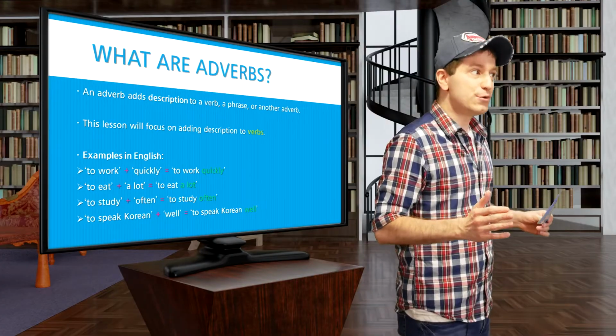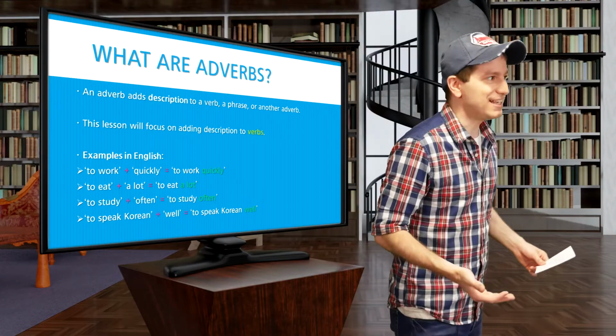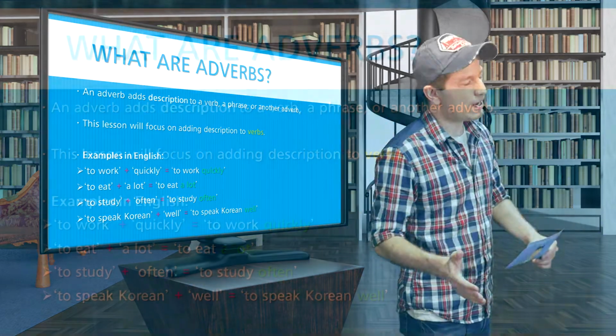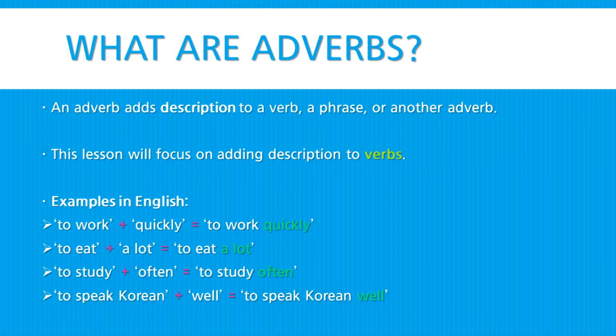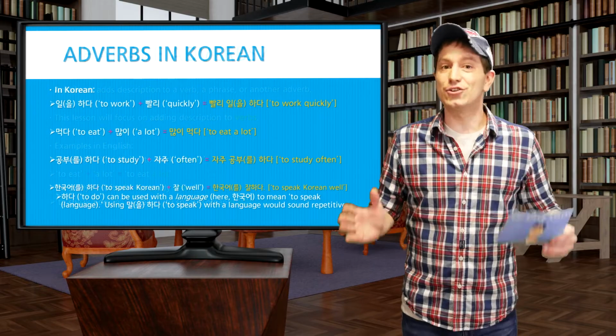First, here are a few examples of adverbs in English. To work quickly, to eat a lot, to study often, or to speak Korean well. Quickly, a lot, often, and well are all being used kind of like adverbs to add description to their verbs. And we can do a similar thing in Korean.